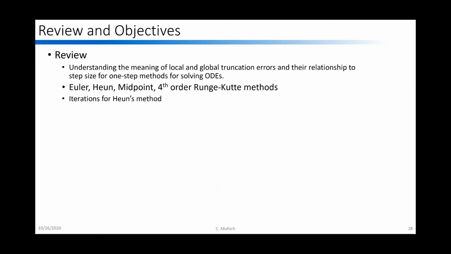So, in review, we've introduced solving ODEs. We've talked about local and global error in regards to ODEs, and then we've talked about several different ways to solve them, particularly Euler's method, Heun's method, the midpoint method, and then the 4th order Runge-Kutta method. We've also seen how we can use iterations with things like our midpoint and Heun's method in order to solve for these values.